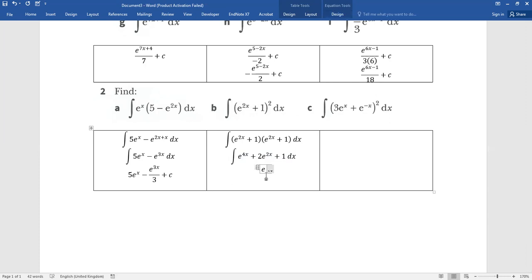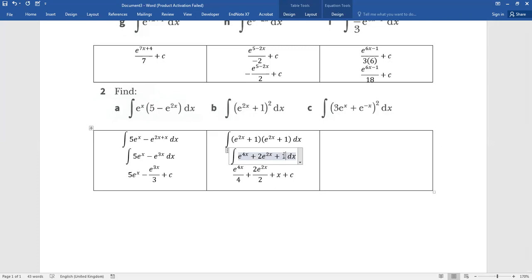Say e to the power 4x upon 4. Well done. Plus 2e to the power 2x upon 2. Well done. Becomes 1 plus 1 upon x. No, one has no, 1x, sorry. Yes, one has x to the power 0 with it. Do not forget the algebraic integration. Yes, sir. One has x to the power 0.